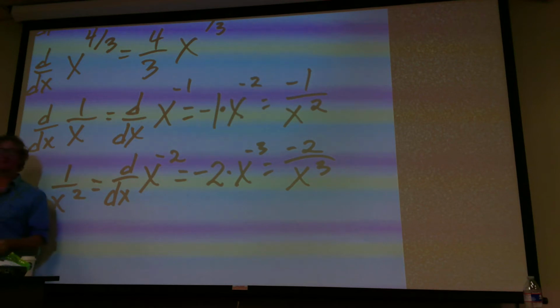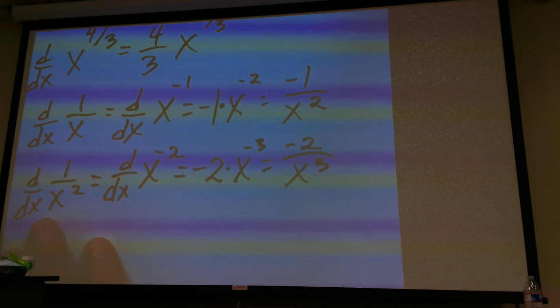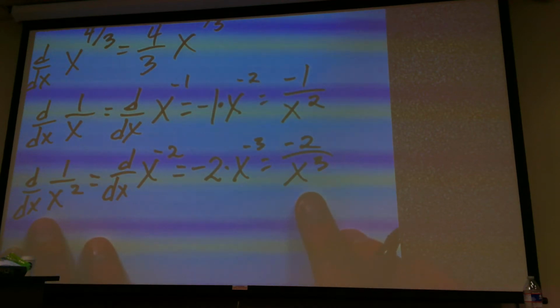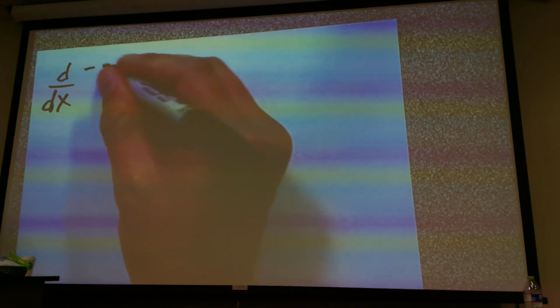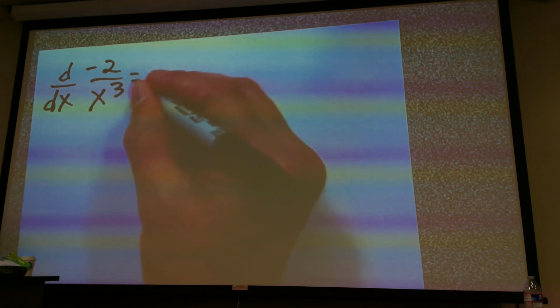Let's see what happens if I continue this process. So the derivative of 1 divided by x squared is going to be negative 2 divided by x cubed. So let's say I'm going to take the derivative with respect to x of negative 2 divided by x cubed.